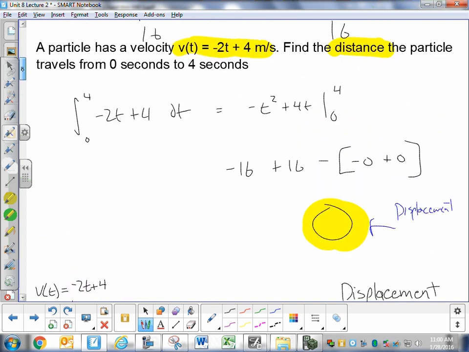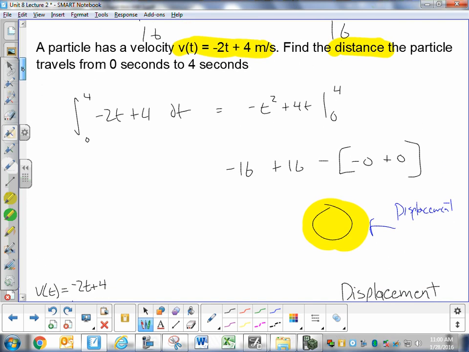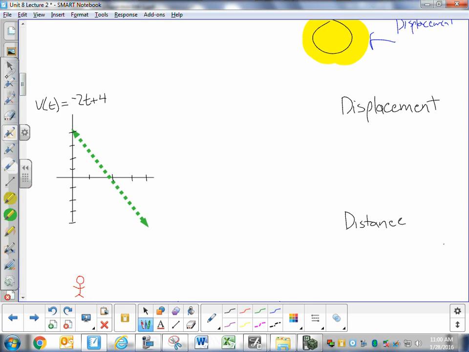Okay, well, that clears some things up, but I still don't know how to calculate distance right now. Well, the way we're going to calculate distance is we're going to first look at this situation graphically. Okay? And I said, okay, well, the displacement turns out is going to be the infinite sum of my velocities times time.